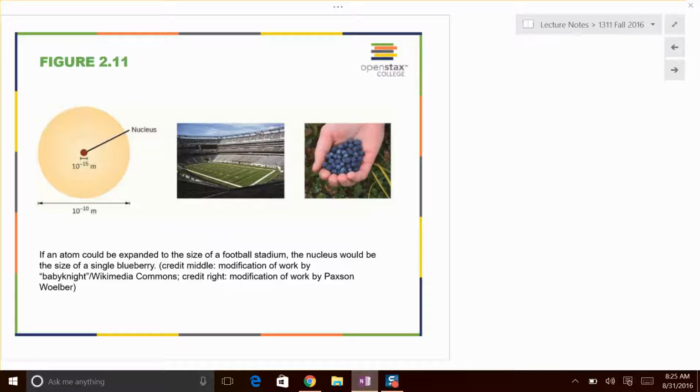So how big is a nucleus compared to the size of the entire atom? Well, if you take a blueberry and put it right in the center of this football stadium, that would be the size of the nucleus of this atom of the football stadium. So the nucleus is very dense and small compared to the rest of the atom, which has much larger empty space around it.